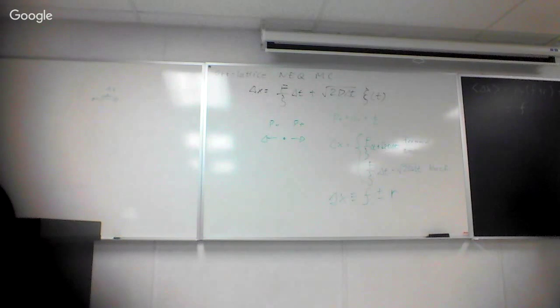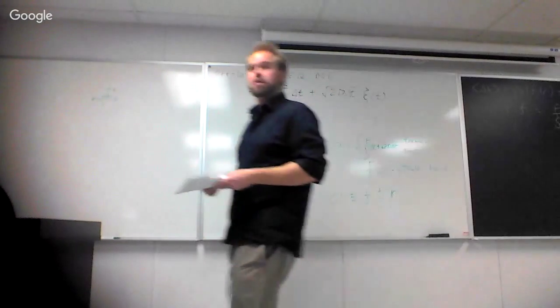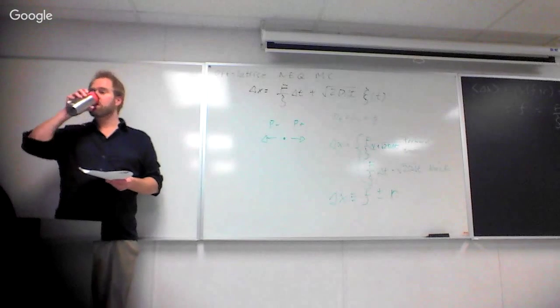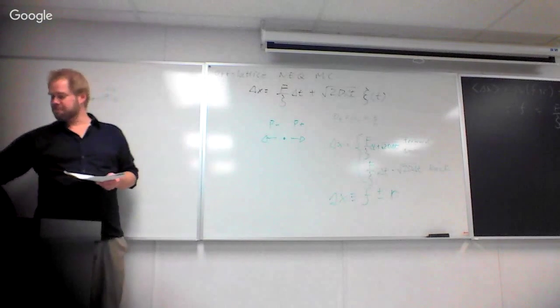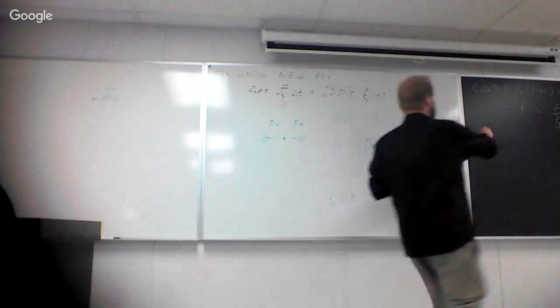Cool. Which means that our average delta x, which means that our drift velocity, where we can bring the delta t to the other side, is just going to be that, as we know it. Everybody okay with that? Okay, that's the easy one.